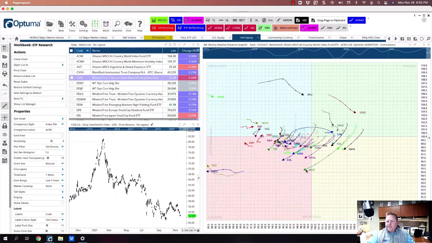In fact, let's see if I can find a chart here I can show you. So let's look at, here's Argentina. Let's look at Ireland, EIRL.